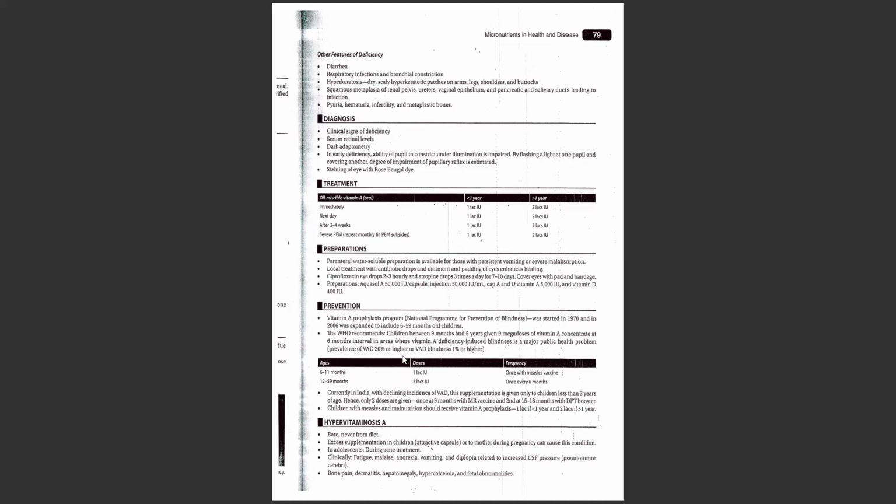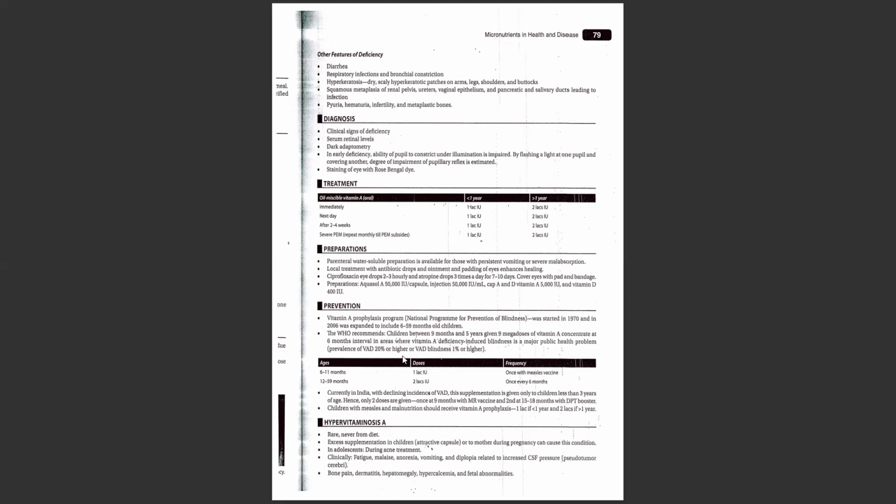The major deficiency feature is vision related, that is the WHO classification of vitamin A deficiency. And others are diarrhea, respiratory infections, bronchial constriction, hyperkeratosis, etc.